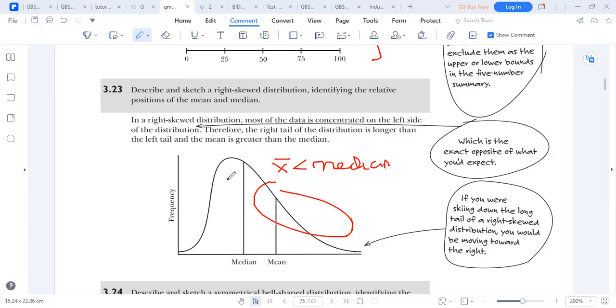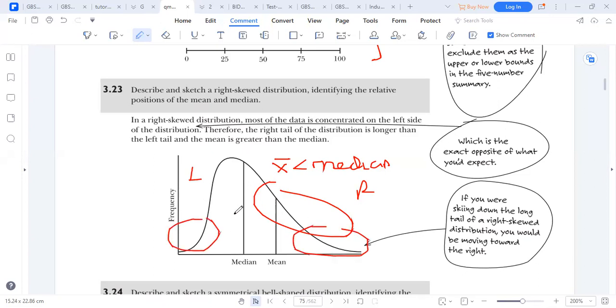So this distribution in this case is right skewed, because most of the distribution is bending on the left. I repeat, in a right skewed distribution, most of the data is concentrated on the left side. So this is the right side and this is the left side. If most of the data is concentrated on the left side, we call it a right skewed distribution. This therefore entails that the right tail is longer than the left tail.